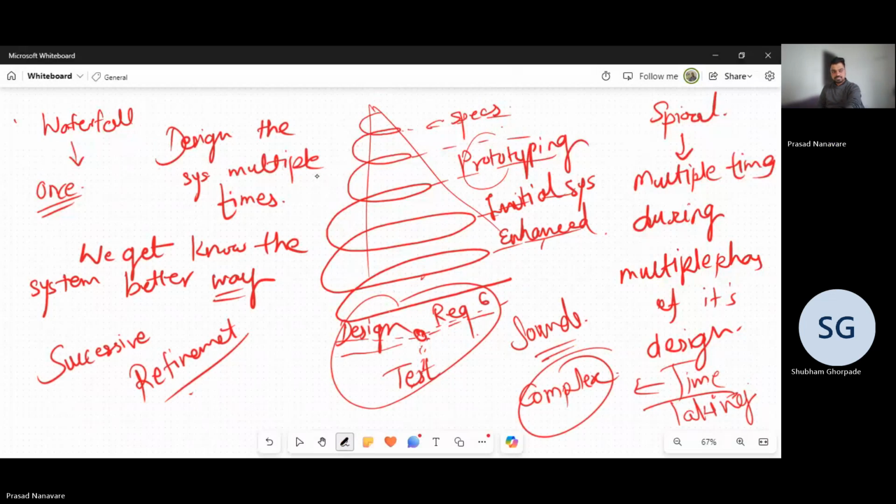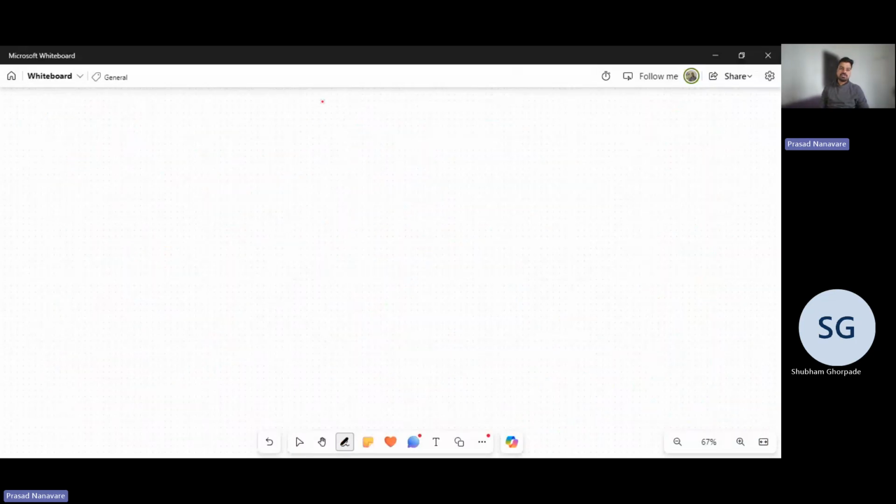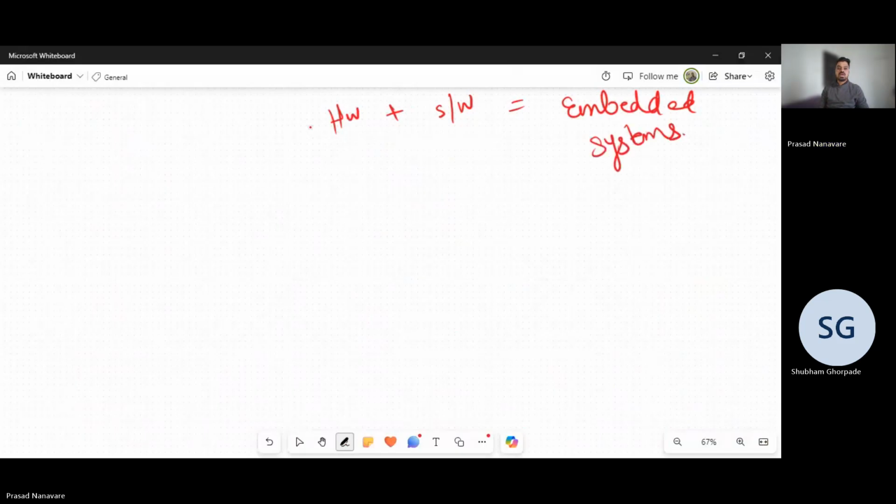Then let's talk about how it happens when hardware plus software, which is most of the embedded systems. I'm not saying all, most of the embedded systems. So how does it work? We'll see. But before that, let's go on a short break and be back in time.